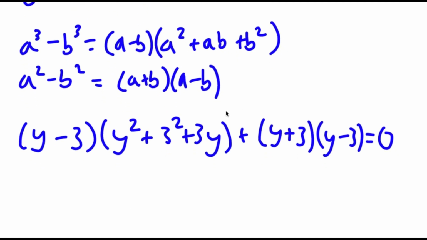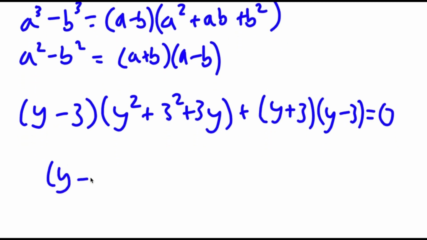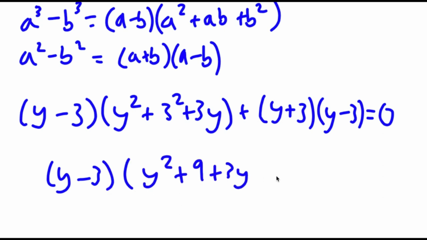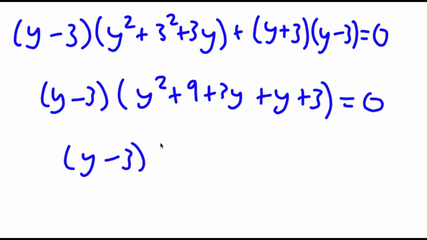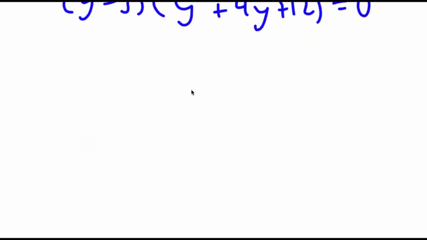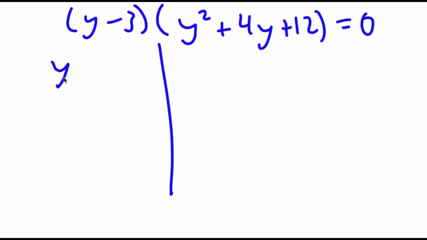and this is equal to 0. Now if I factor out y minus 3, I get y minus 3 times y squared plus 9 plus 3y plus y plus 3. This is equal to 0. And this simplifies into y minus 3 times y squared plus 4y plus 12 is equal to 0. So this gives me two equations. Y minus 3 is equal to 0, which means y equals 3.